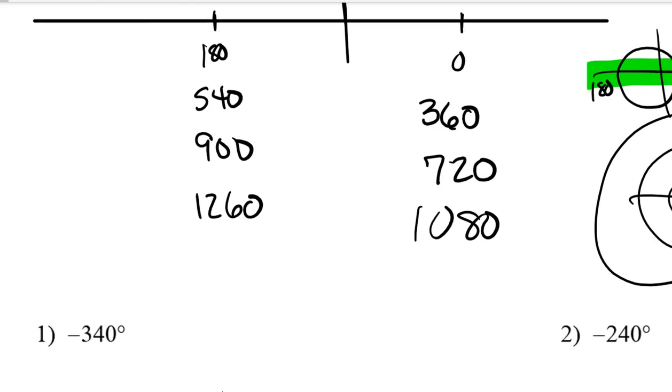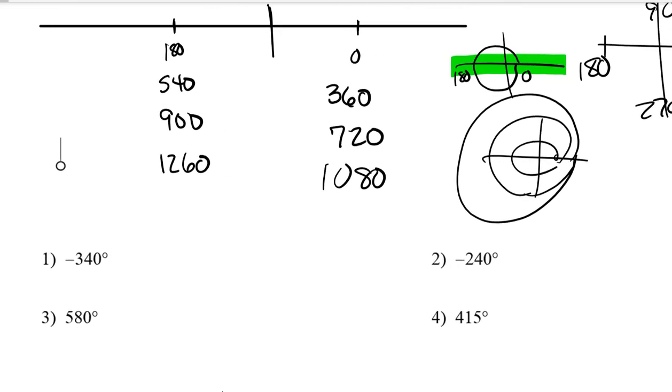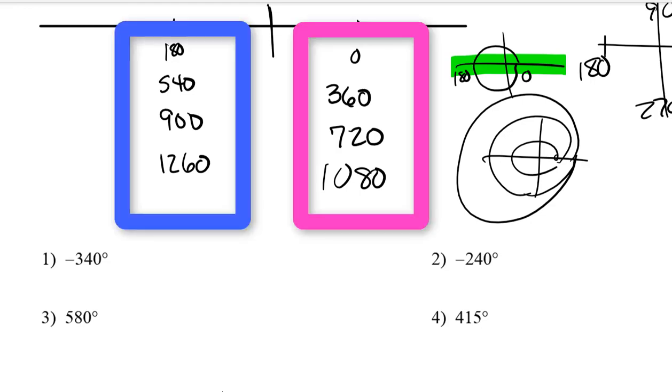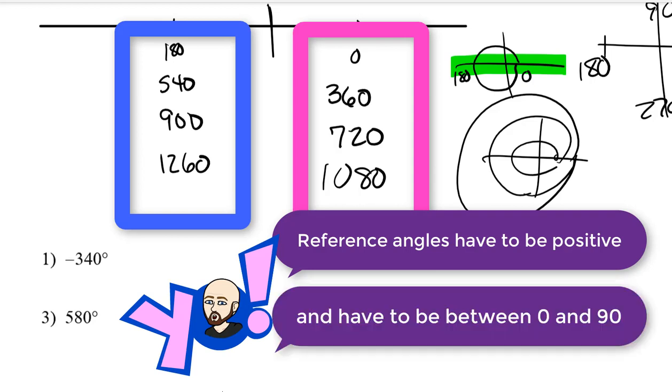Now, check this out. We're going to have this negative 340, and what we need to determine is which one of those numbers in the column is closest to negative 340. So we're going to ignore the negative sign. Which value is that closest to? And remember, for reference angles, the answer has to be positive and between 0 and 90, so you can never get a negative answer.